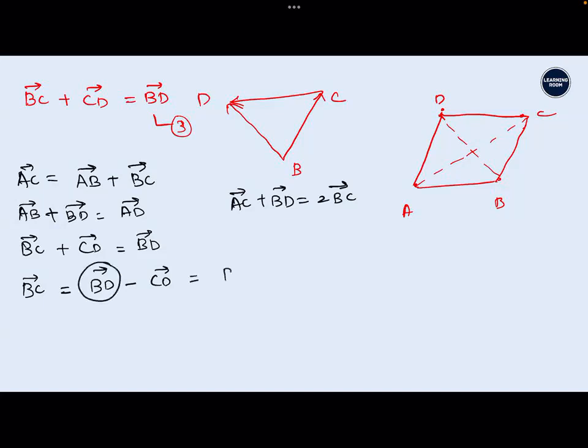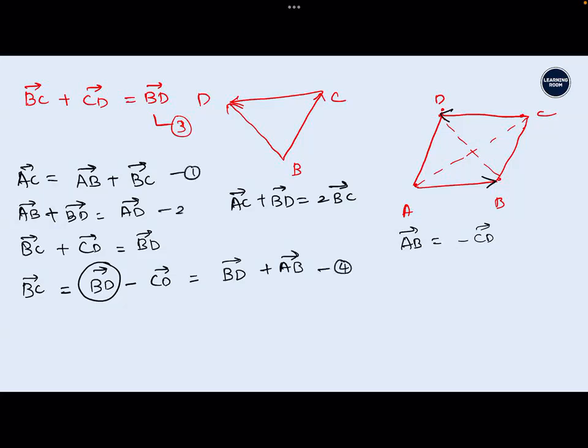BD vector, I am leaving it as it is, I am not disturbing it. If this is CD vector and this is AB vector, what is the relation between AB vector and CD vector? AB vector is equal to negative of CD vector. Why? Same magnitude, opposite direction. They are opposite vectors, right? So minus CD vector, can I replace it with AB vector? Can I do this? Let me call this as 4.